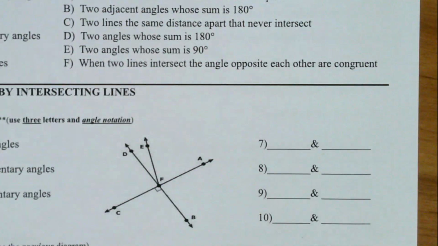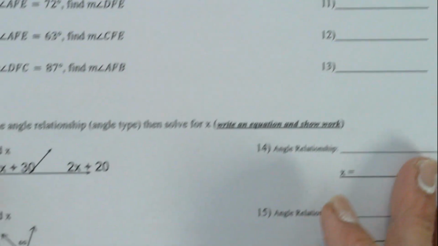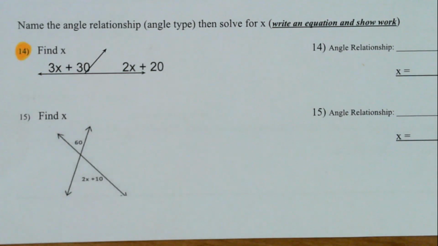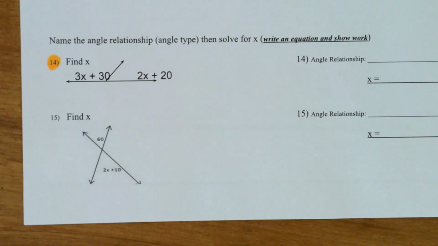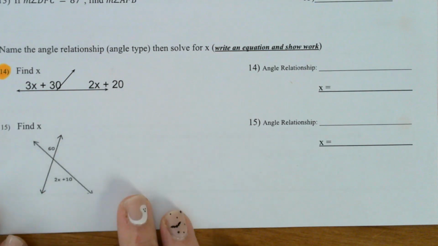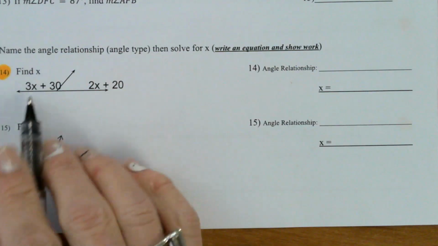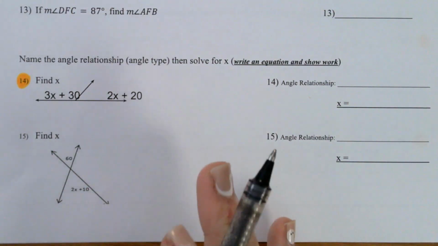Okay, let's really quickly start looking at these that you selected, and then after that I can work more of them. Okay, so I'm going to start with number 14, sorry. 14. Okay, it says find x. All right, that's all I have to do. So I have to make an equation.